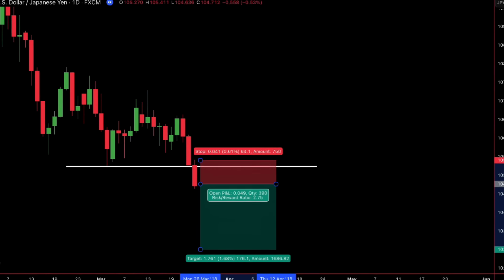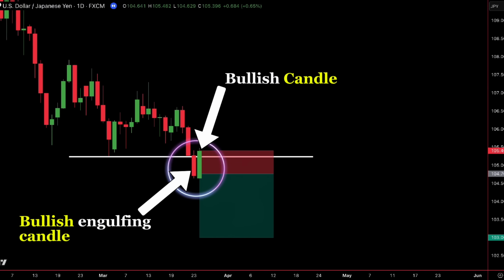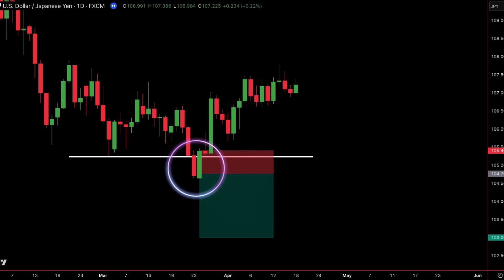So the next move is precise. A big bullish candle forms and it engulfs the entire body of the previous bearish candle. In just one candle, everything changes. That's the bullish engulfing bar, a signal that sellers have lost control and buyers are stepping in with force. But what's really happening here?